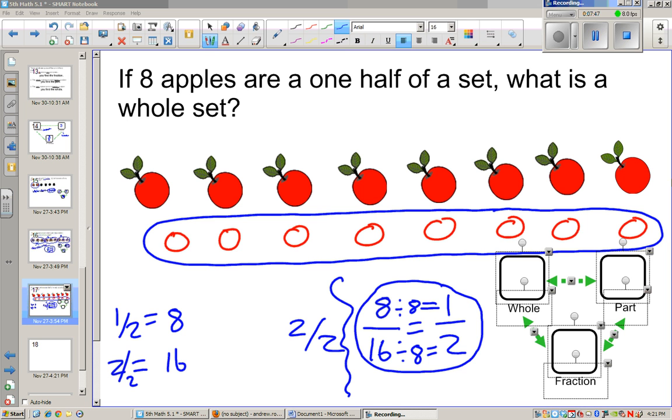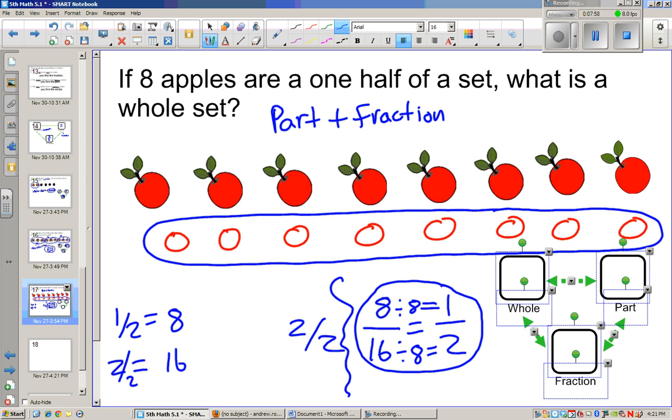So this problem that we just did was where we had the part and the fraction, and we had to find the whole. All right, let's do another one of these, the last one, the part and fraction problem, and find the whole. Those are the trickiest.